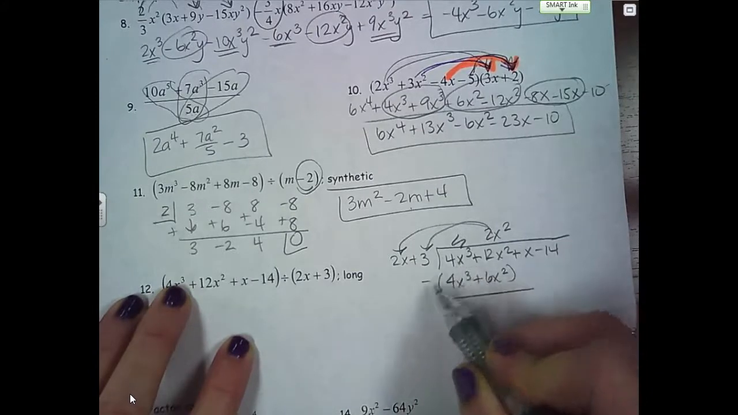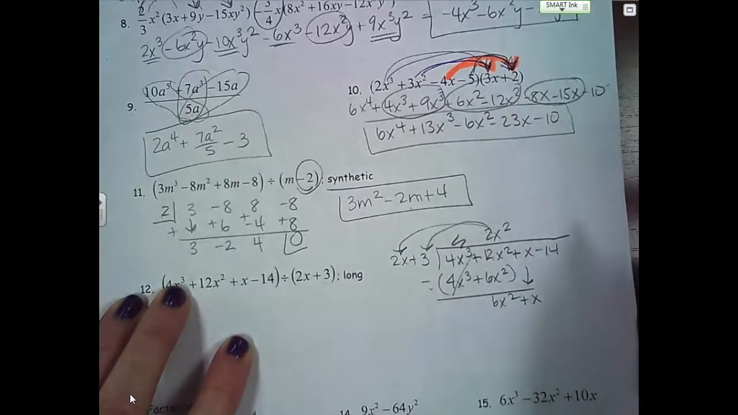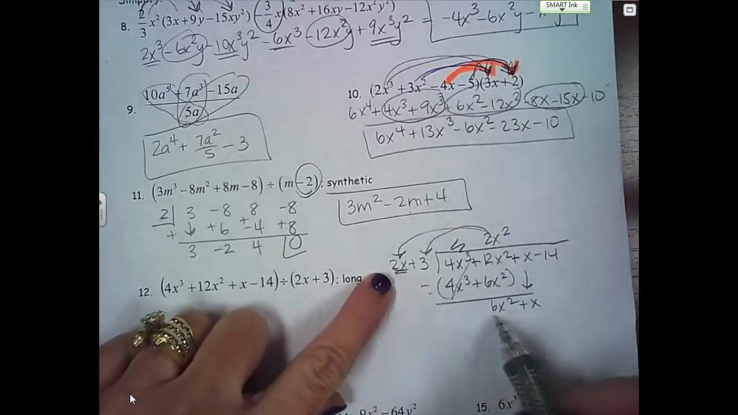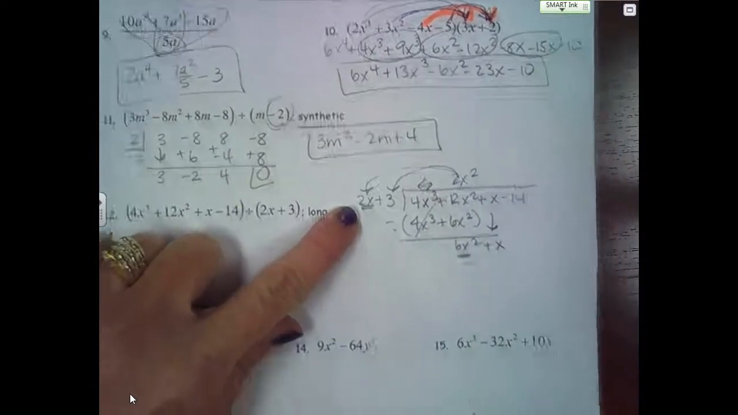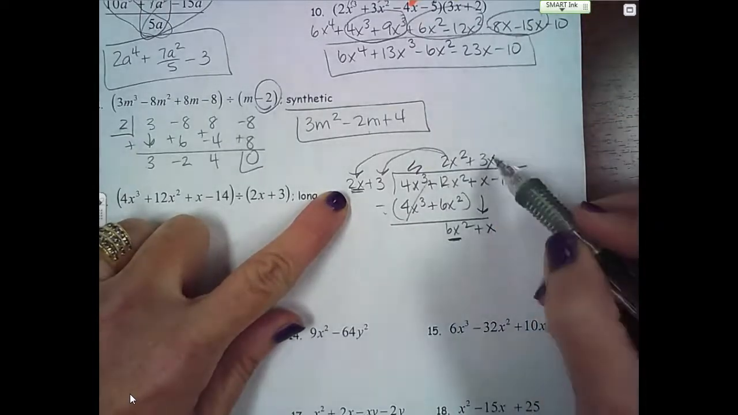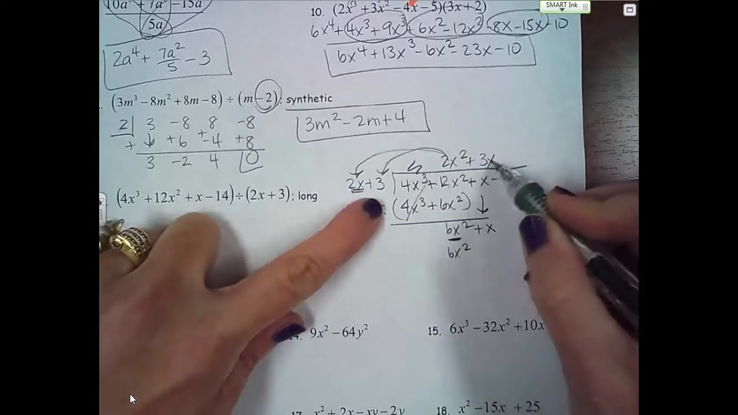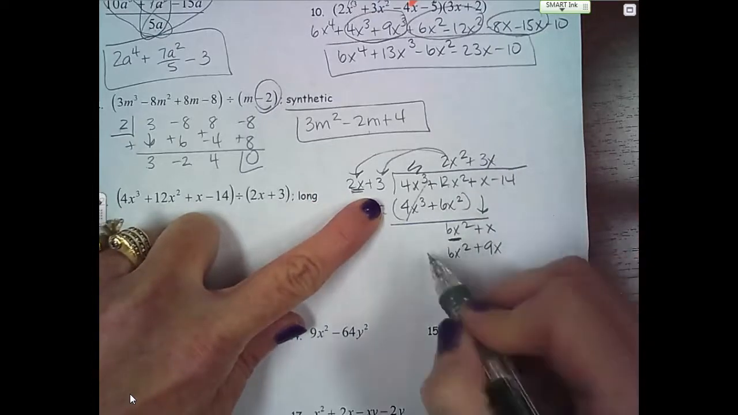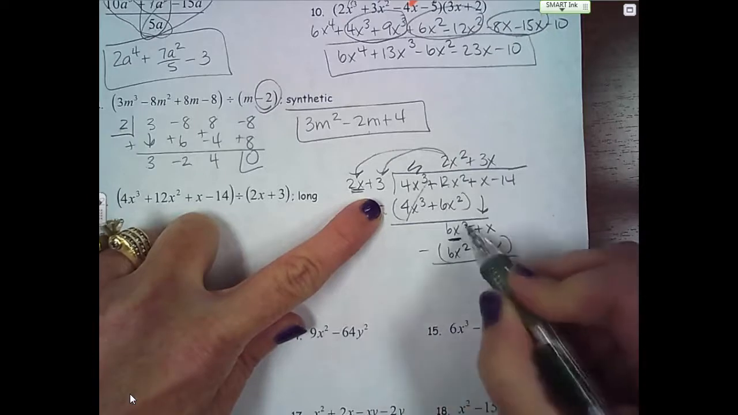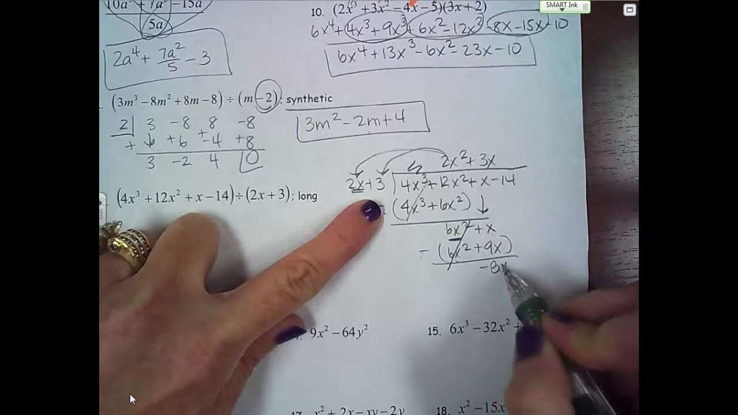Be careful. 4 minus 4 is gone. 12 minus 6 is 6x squared. Bring down your x. Then you ask yourself, you want 2x to fit into 6x squared, right? So you're going to need 3x, so plus 3x. Again, you multiply it by both. 3x and 2x is 6x squared. And 3x and 3 is 9x. You subtract. 6 minus 6 is gone. x minus 9 is -8x.